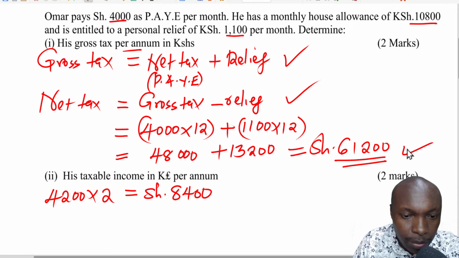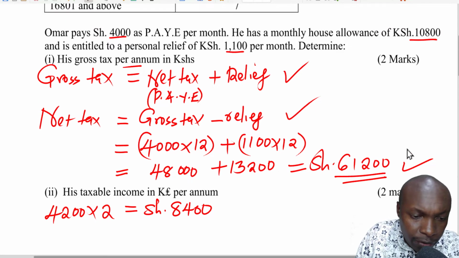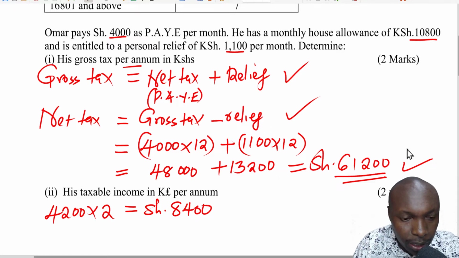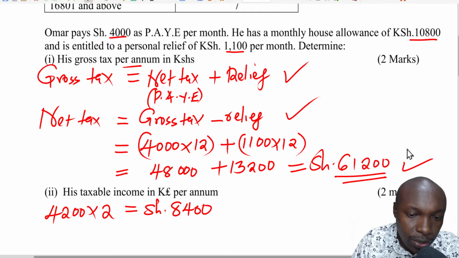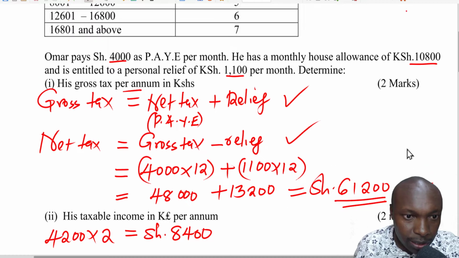Like the first slab, we just obtained 8,400. We need to get 61,200. We shall proceed from one slab to the next. And it's good to note that what we have here, 4,200, is the taxable income, the income that was taxed to give 8,400, which is the tax. So we need to proceed to the next slab.